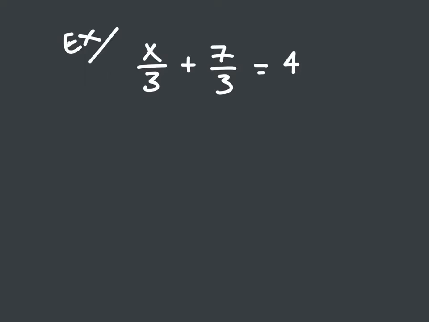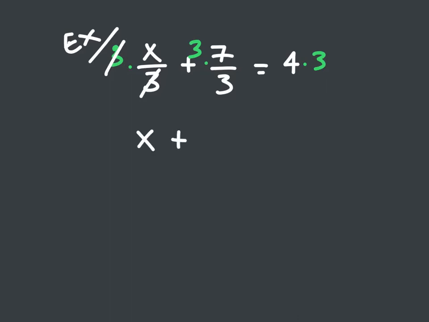So what I can do is look at my denominator. My denominator in both of these fractions is 3. So what I want to do is multiply everything by 3. And if I do that, the 3's will divide out here. Check this out. If I have 3 divided by 3, that divides out to 1. You're simply just left with x.